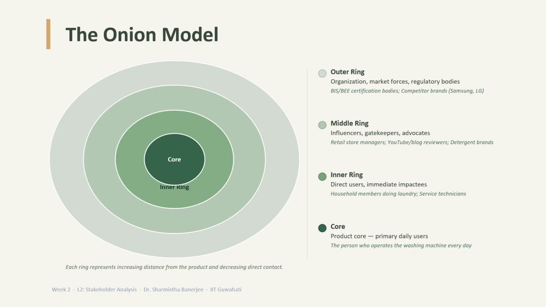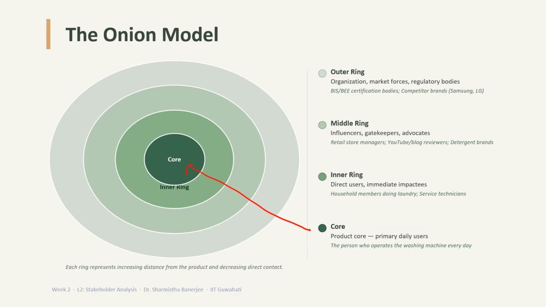So, we try to do two different kinds of mapping. The first mapping we do is to understand the primary, secondary and tertiary. Then I try to understand the power and interest matrix. When you are trying to do this primary, secondary and tertiary, you can use this onion model. In the onion model, the core of it is the product core. It consists of all the primary daily users of the product.